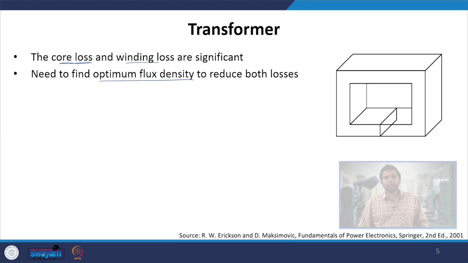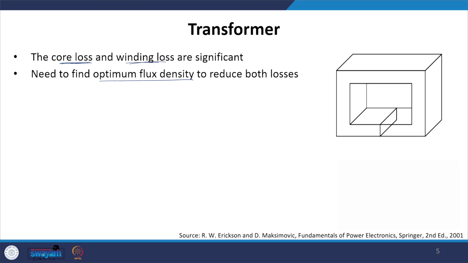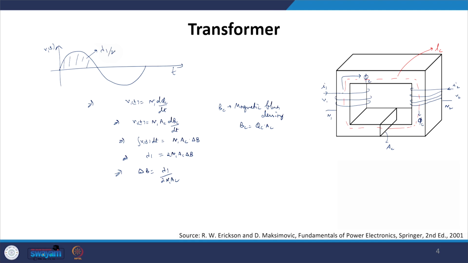Our aim is to optimize this flux density such that we can reduce both the core loss and the winding loss. In the transformer, when we give excitation, the winding has resistance, so there will be copper loss in the winding. And because of the magnetization of the core, that means the alignment of the magnetic domains, some energy is required to do the alignment, and that energy goes into the core, gets converted into heat, and is dissipated from the core.